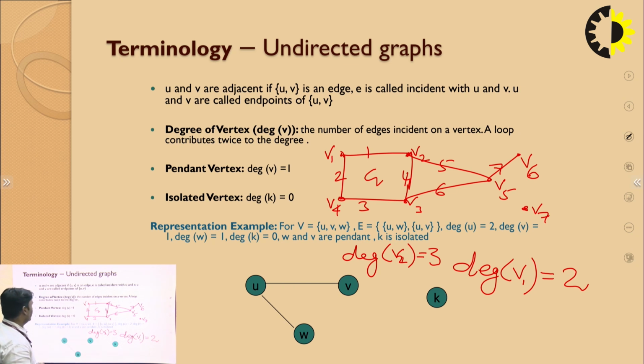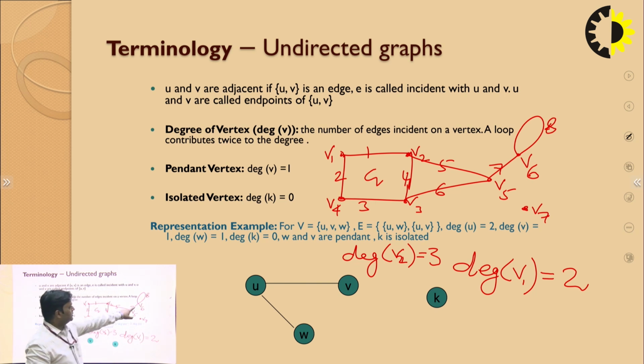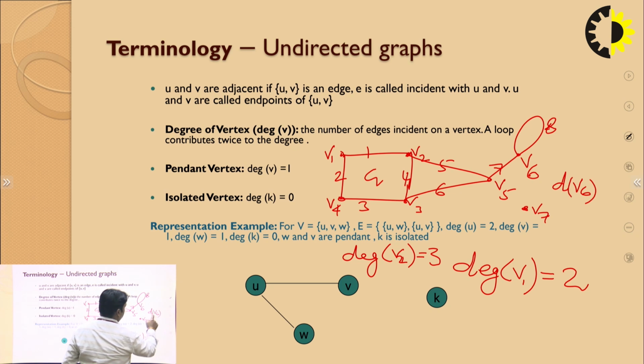If there is a loop at a particular vertex, for example we put an edge 8 where both endpoints of the edge are at a particular vertex, then it creates a loop. It counts the degree twice, as a loop contributes twice to the degree. Then if we find the degree of V6, d(V6), there is a loop of edge 8, which gives 2, and one edge incident at V6 is edge 7, so the total degree of V6 equals 3.